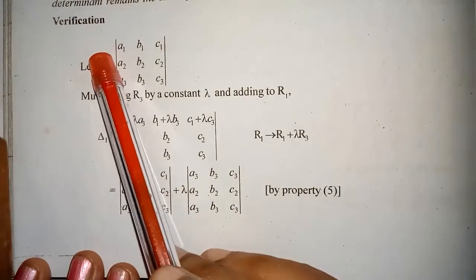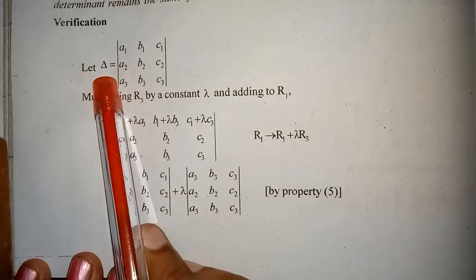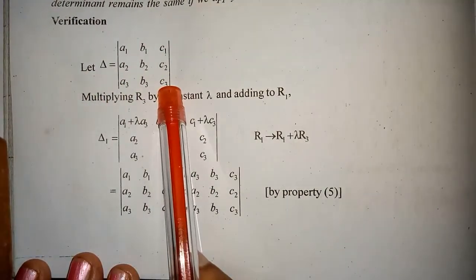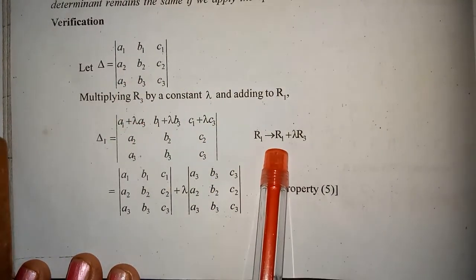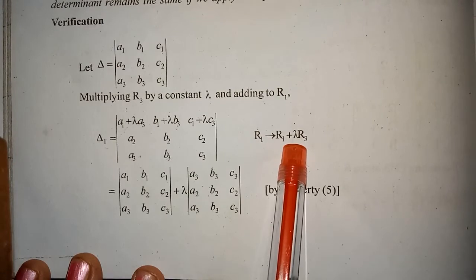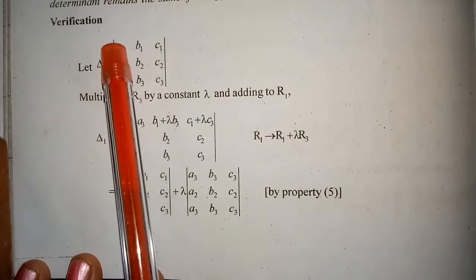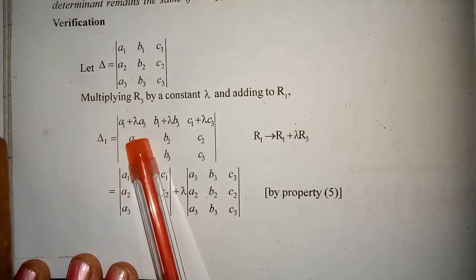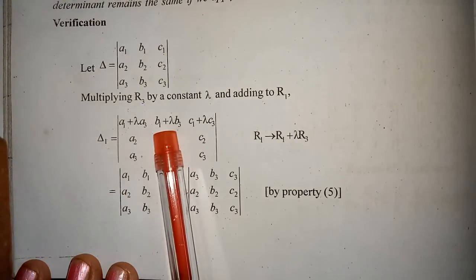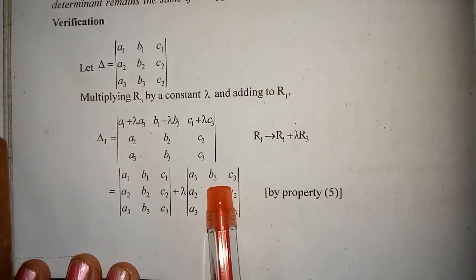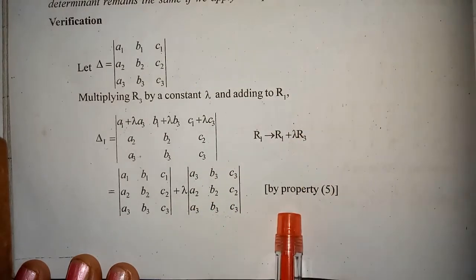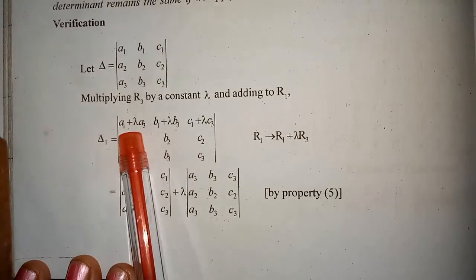Alright, so just see what I am doing here. I have written here delta is equal to this, our determinant, right? So now what I am going to do is apply this operation to R1: I am going to add lambda times R3. So it will be A1 plus lambda A3, B1 plus lambda B3, C1 plus lambda C3. Okay, now we are applying the previous property 5. So what will happen? This will get split here.